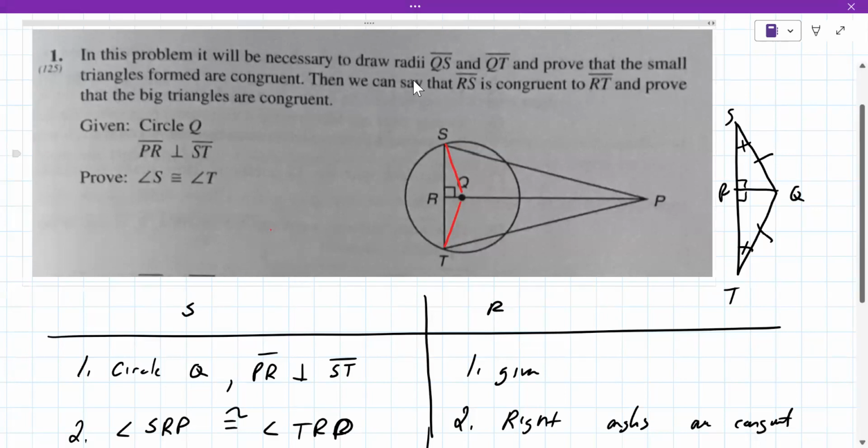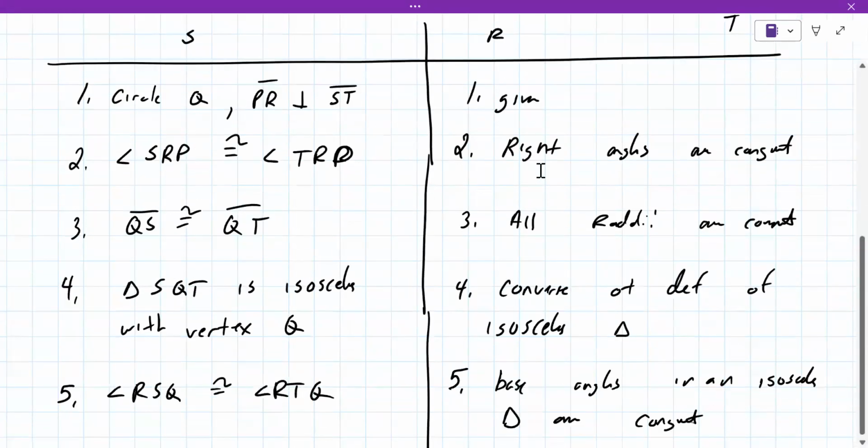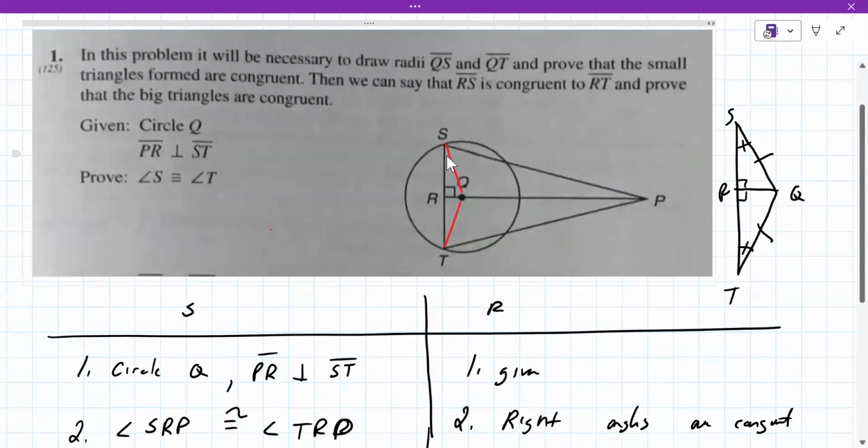So the proofs are, there's a lot of ways you can go. And I'm just picking away, sort of stepping through it, but what we're trying to prove is that angle S is congruent to angle T, which requires us to prove that the two big triangles are congruent. So to do that, we need to prove that the two sides are congruent, which we're about to do. And we're about to show that it's a right angle.